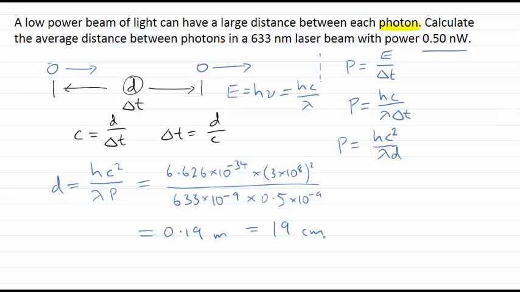So if we were having an experiment where we wanted one photon at a time in an apparatus, we just need to make sure that the dimensions of our apparatus were something around 20 centimeters or smaller, and then we'd always have only one photon at a time present in our experiment.